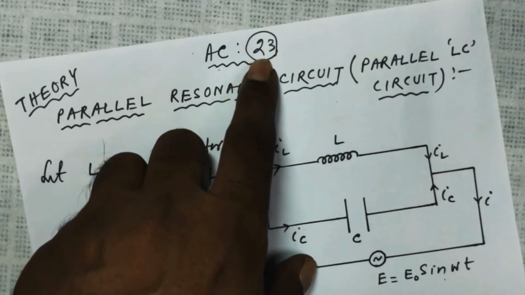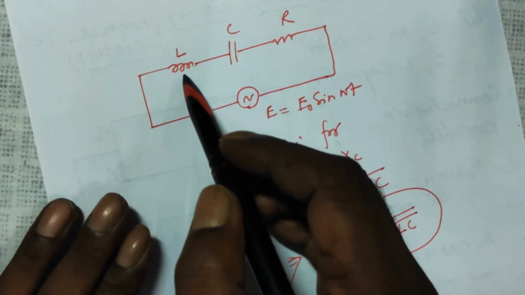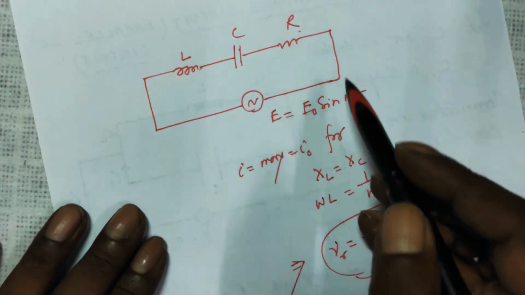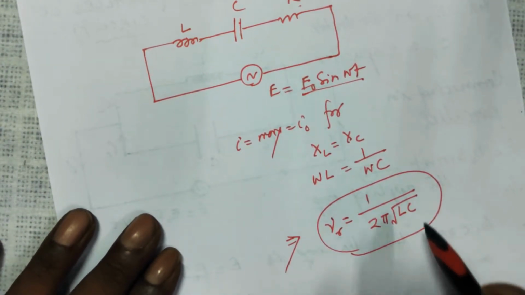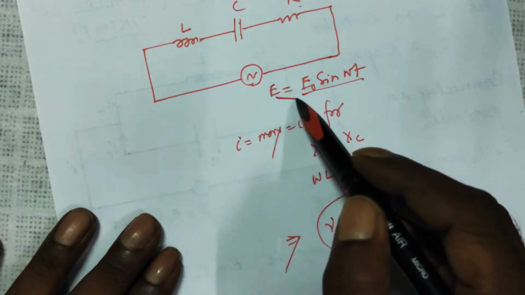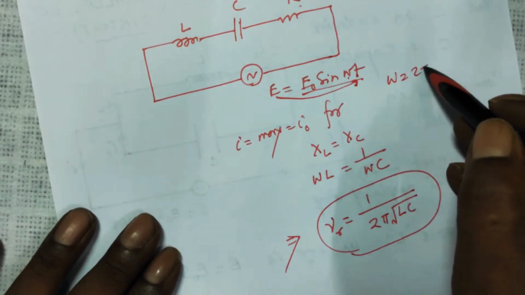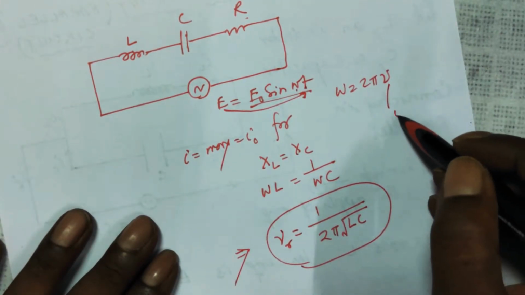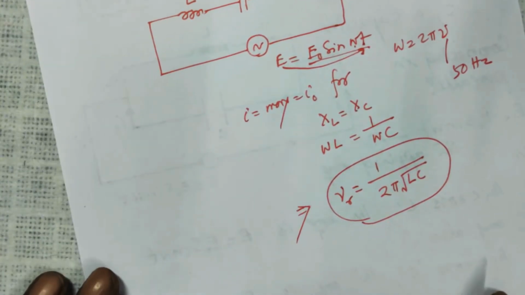In alternating current 22, this is what I had explained to you. For a series circuit containing an inductor, capacitor, and resistor connected with an alternating source of EMF, this E is varying with the time t, and this omega was 2 pi nu. I had explained to you that for India this frequency is 50 hertz, and you know what frequency is.